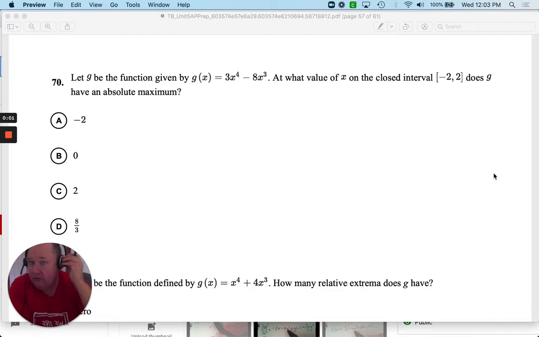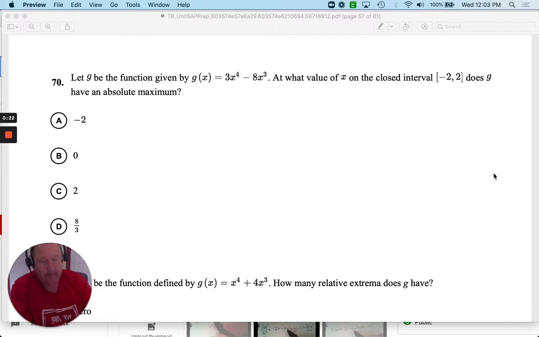All right, so here's question number 70. Let g be that function. At what value of x does g have an absolute maximum? So how do I find an absolute maximum? So I'm going to do a table of values. And the first two numbers I check are -2 and 2.